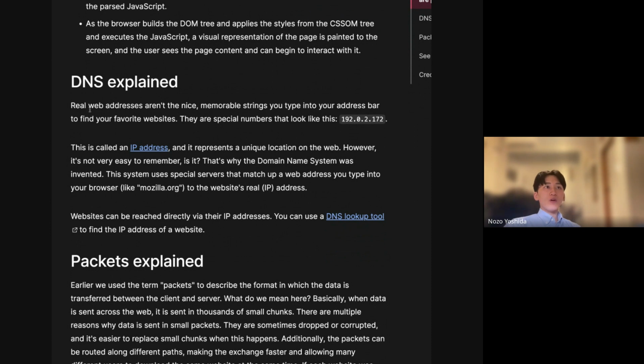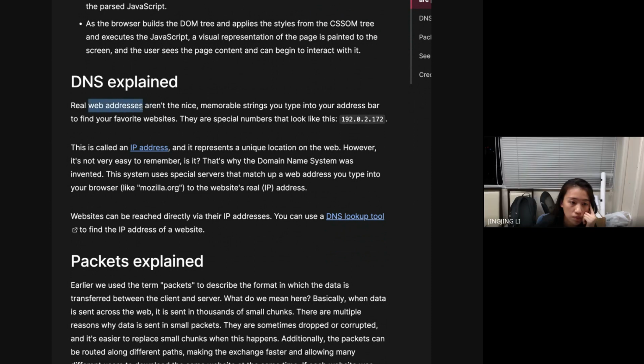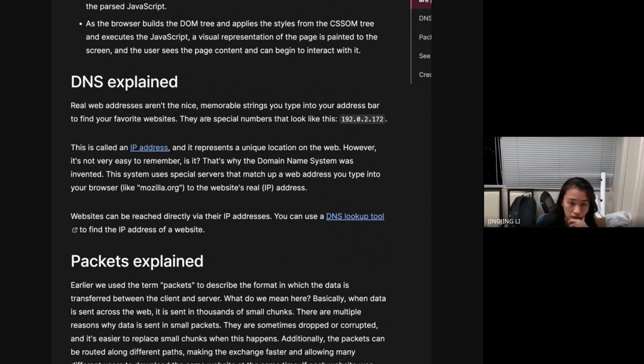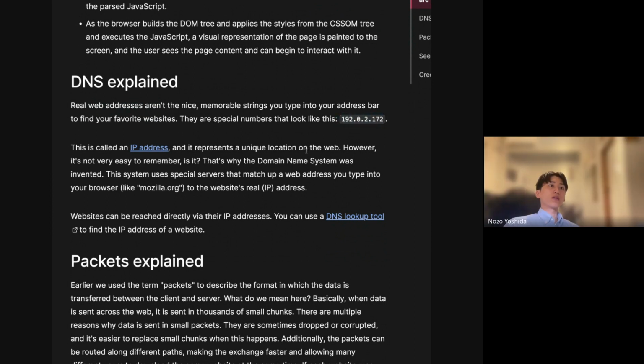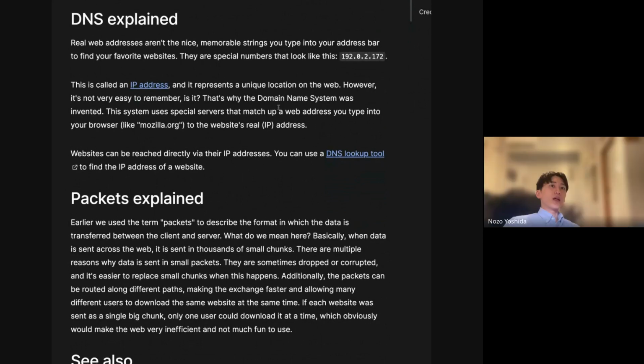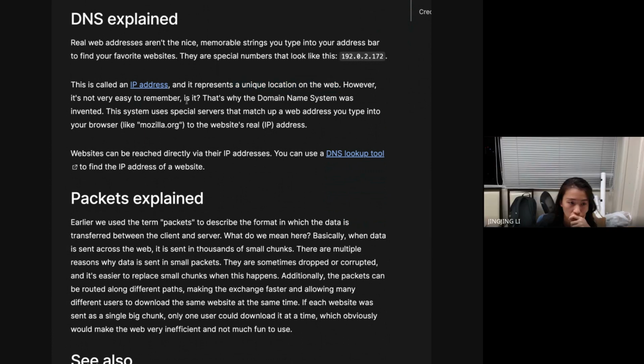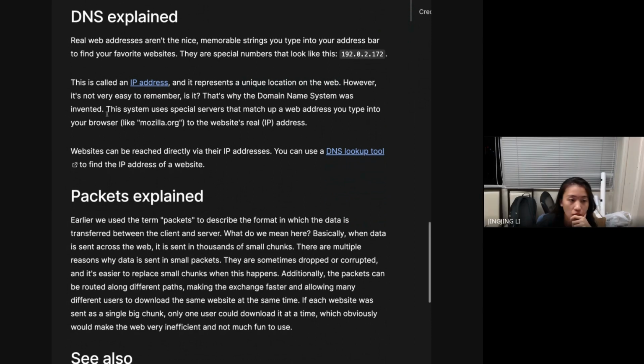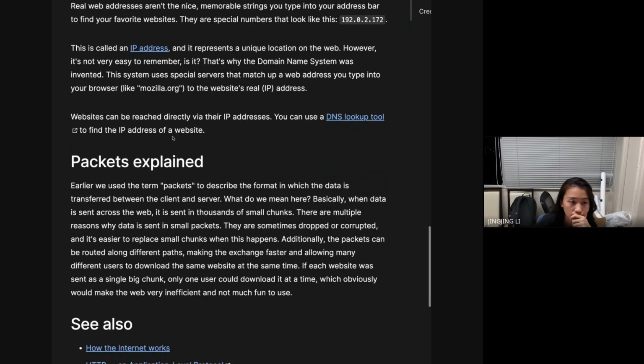So as I said before, the real web address, I mean the IP address, is not nice, not memorable. If you want to type it in the address bar, that's complicated to remember, right? Yes, for humans. It's the unique location of the web, but we want something easy to remember. That's why the domain name system was invented.